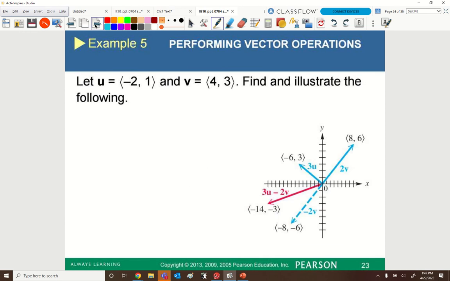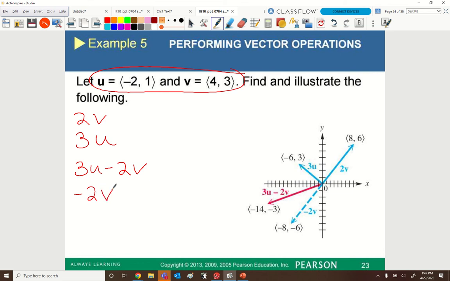Let's keep going. The next one I'm going to do a couple of them here. It's the same U and V. This is what I'm going to have you do. I'm going to do 2V. You're going to do 3U, then 3U minus 2V, and then -2V. You're doing it with your U and V, which is on the board and not on your paper. You're going to do these 4.